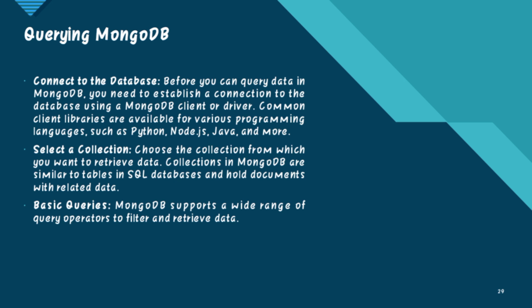Querying MongoDB. Connect to the database. Before you can query data in MongoDB, you need to establish a connection to the database using a MongoDB client or driver. Common client libraries are available for various programming languages such as Python, Java, Node.js, and more. Select the collection. Choose the collection from which you want to retrieve data. Collections in MongoDB are similar to tables in SQL databases and hold documents with related data. Basic queries. MongoDB supports a wide range of query operators to filter and retrieve data.